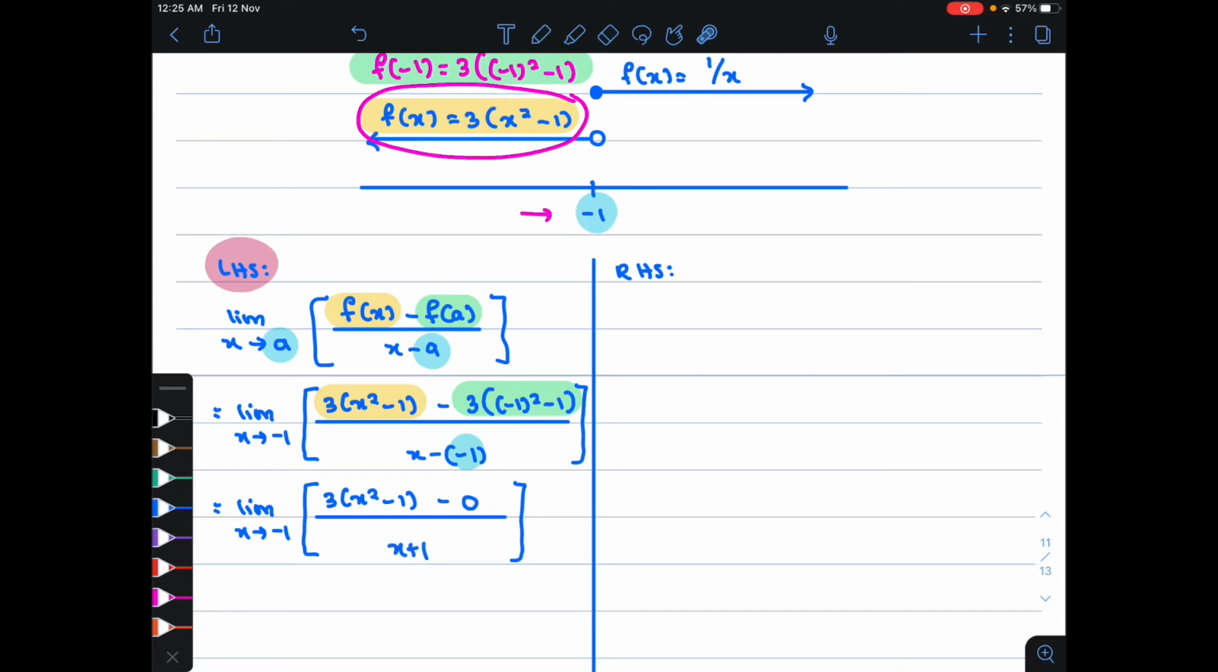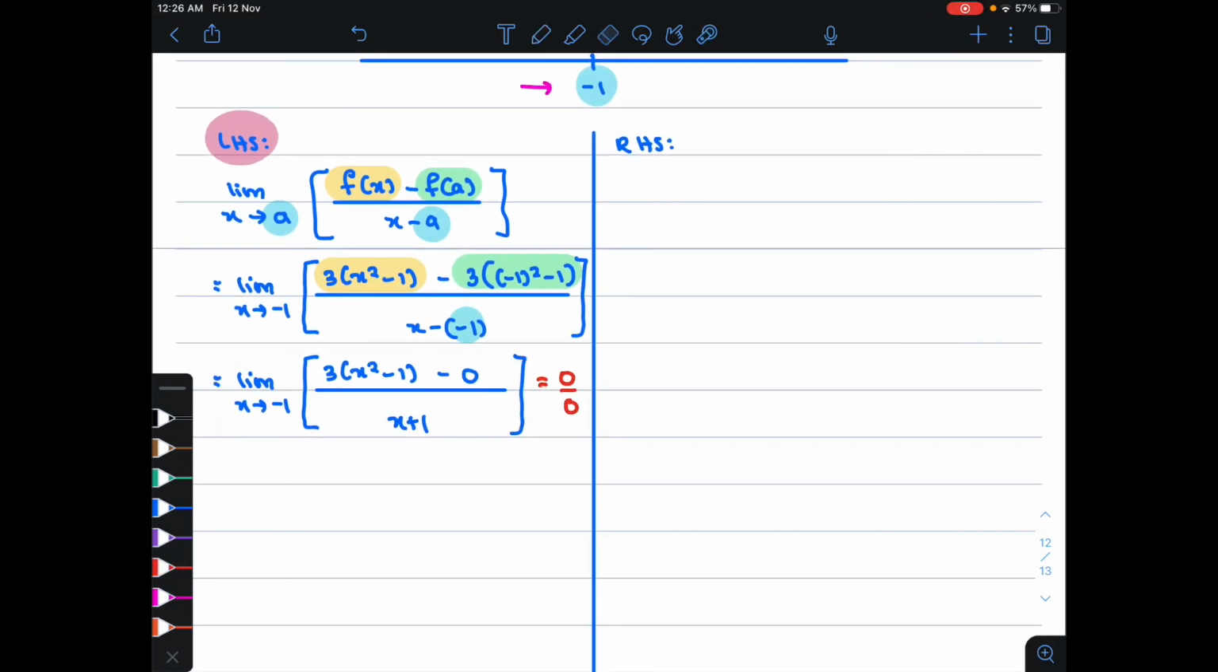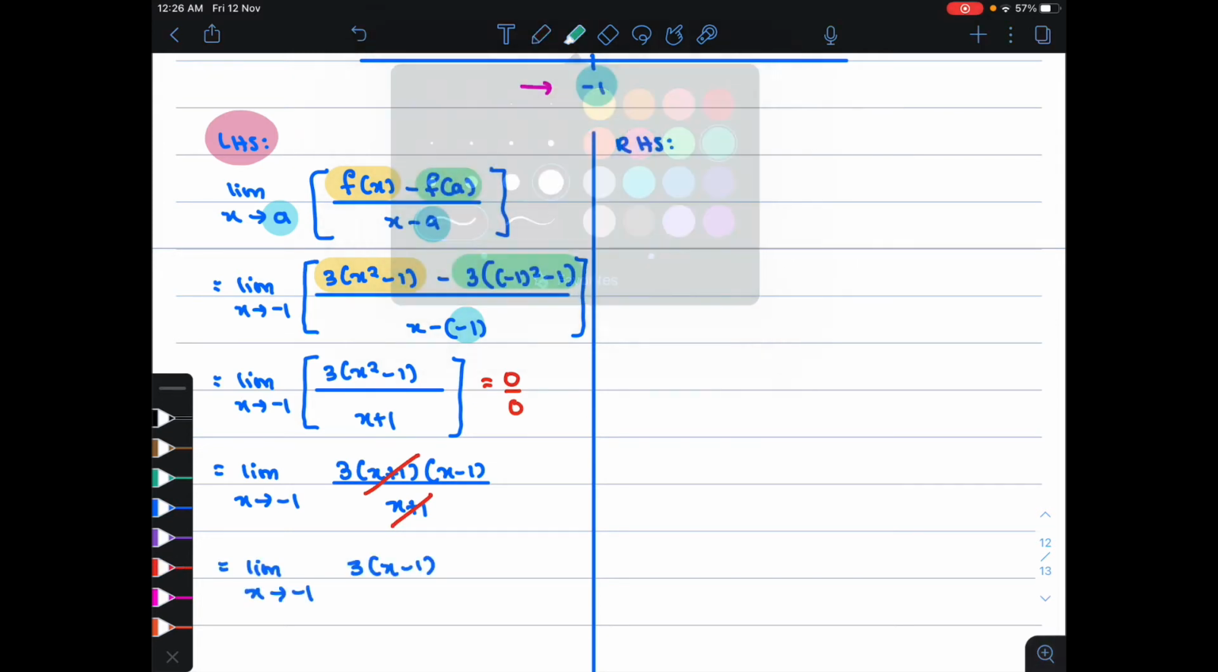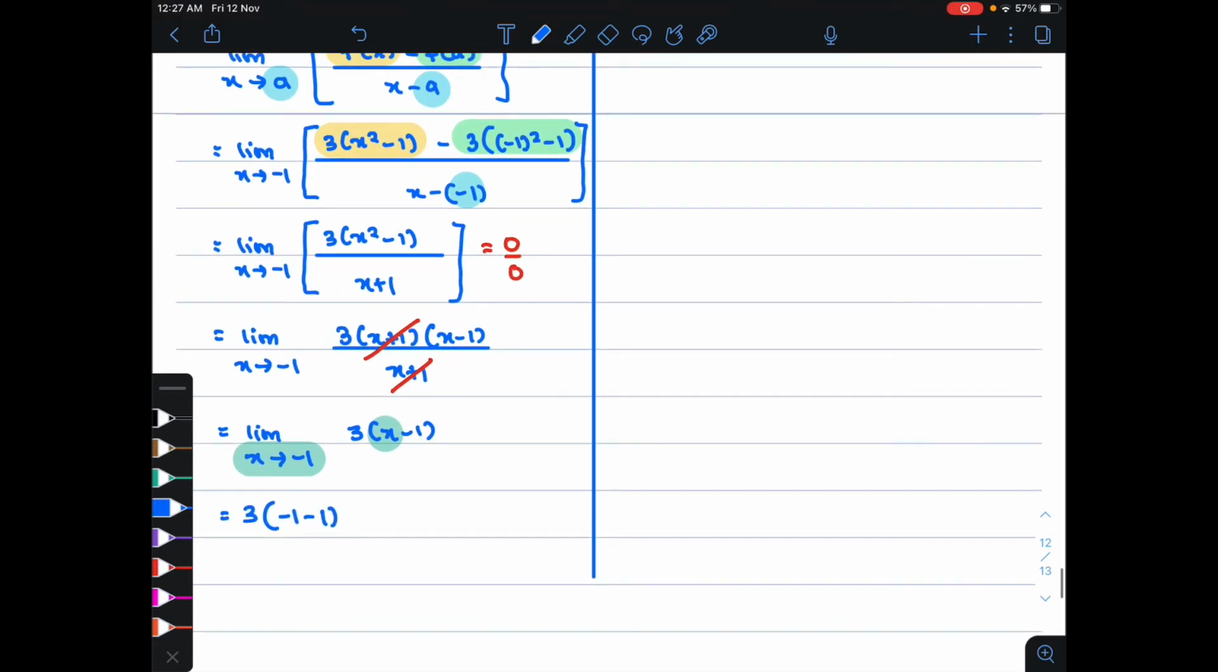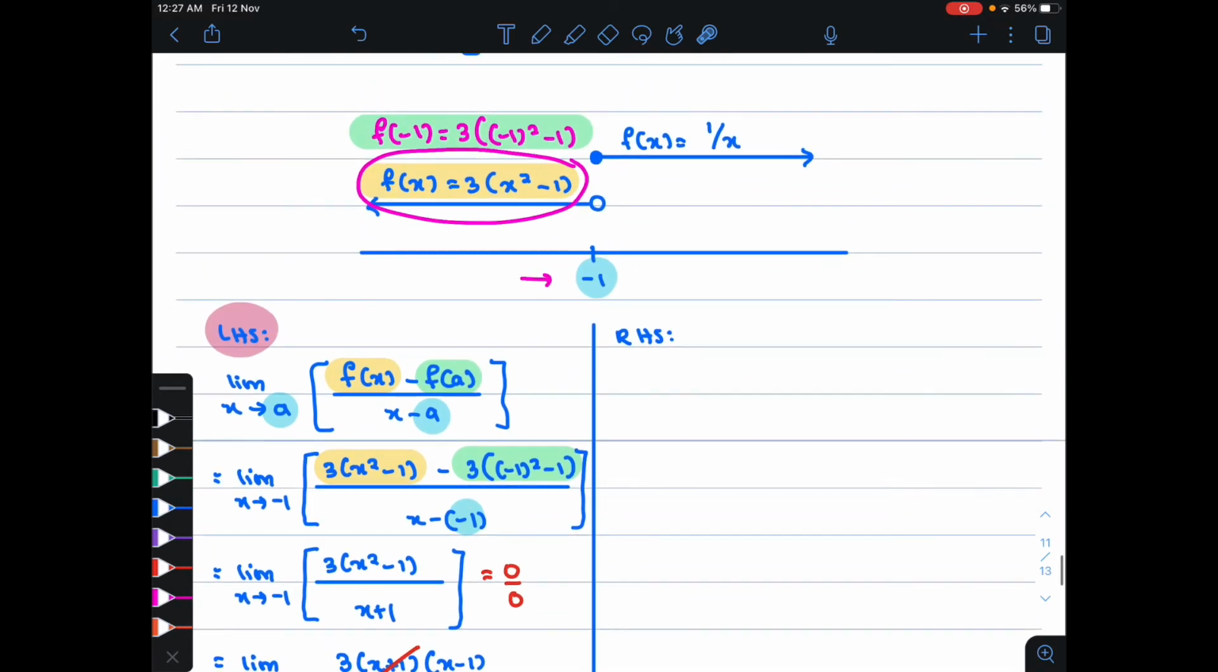So if you substitute x equal to negative 1 into x, this will give you 0 over 0, which is case 2. For this question, we're going to use factorization. We can just cancel out minus 0. Note that you can factorize x squared minus 1. And that will give you 3 times (x plus 1) times (x minus 1) divided by (x plus 1). Cancel out x plus 1. And hence, by substituting x equal to negative 1 into x, you will get the answer is negative 6. So this is from the left-hand side.